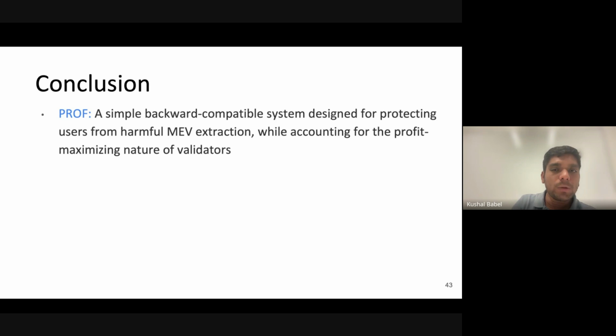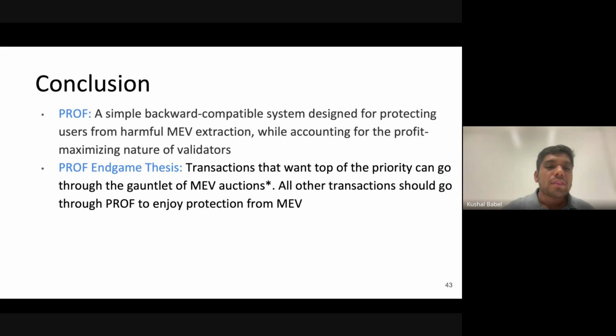With that, I'd like to conclude and say PROF is a simple, backward compatible mechanism that's designed to protect users, and it accounts for rational validators. The endgame thesis for PROF is that, as we already hinted at earlier, transactions that want top of the block priority can go to the PBS route, but they have to run the gauntlet of the MEV auction. But transactions that do not want top of the block priority, all those transactions should go through PROF and enjoy higher protection from MEV.